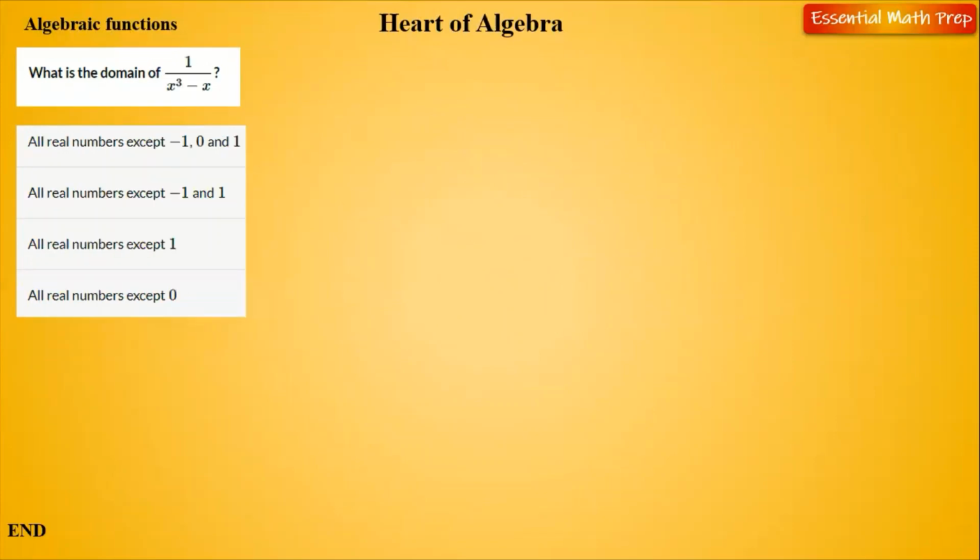Okay, this is the last problem in this video. I think I have one more video on the topic of domain and range. So without further delay, let's wrap this problem up. So we have a function f of x equals 1 over x cubed minus x. If you substitute x equals 0, f of 0 would be 1 over 0, it's undefined, right?